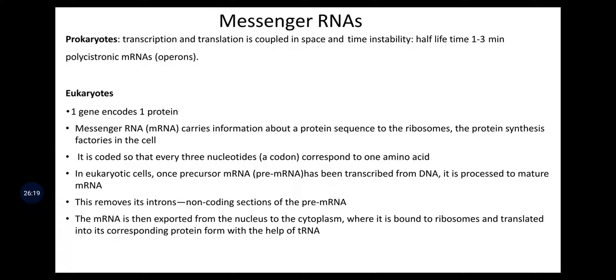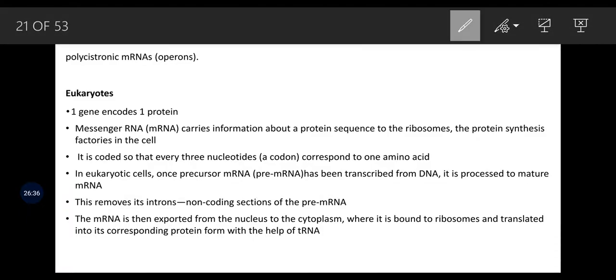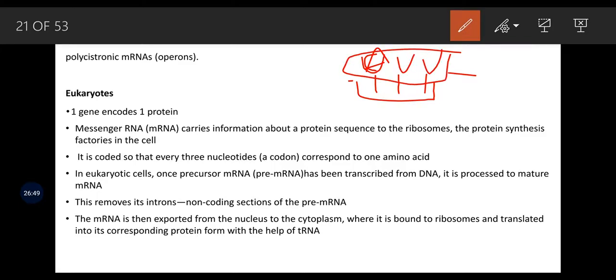For mRNA, mRNA carries information about a protein sequence to the ribosomes, the protein synthesis factories in the cell. This is coded so that every three nucleotides, that is called a codon, corresponds to one amino acid. That means each amino acid will definitely have three nucleotides. That means this is one codon.